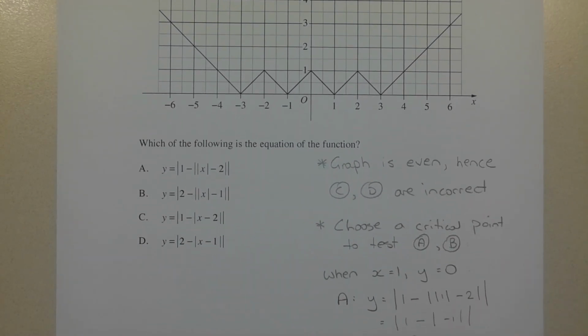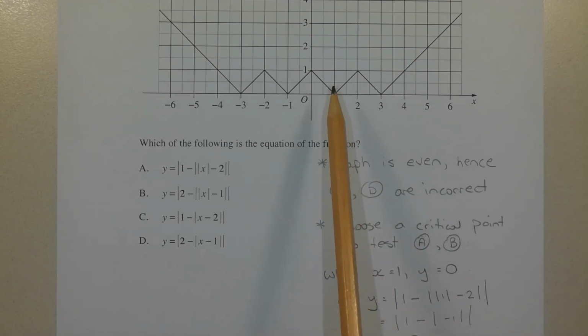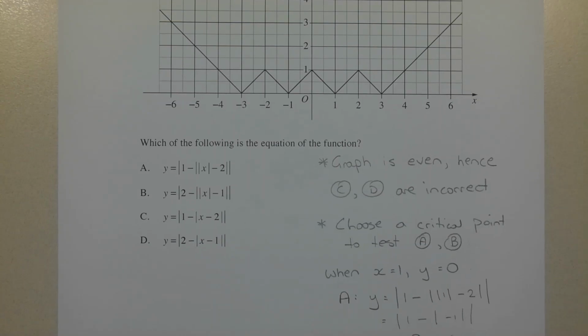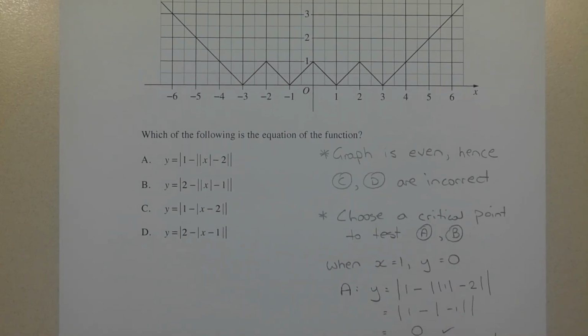So the critical point I'm going to choose is this point here, (1, 0). So that's the x-intercept right there. And what I want to test is when I substitute x equals 1 into both options A and B, I want to check which one of those will give me a y value of 0.